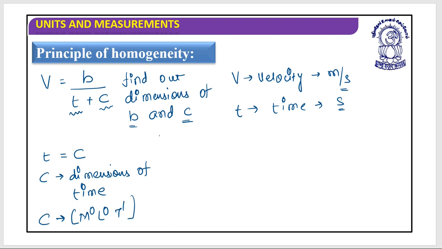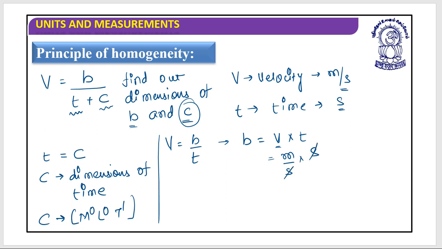So I have done one task. I have the dimensions of c. Now you can rewrite this relation v is equal to b divided by t, so b is equal to v into t. What is v? It is meter per second. What is time? It is second. These two cancel and b becomes meter. So if I have been asked the dimensions of b, it is M0 L1 T0. Got it? Can you do this? Okay, let's look at the next question.